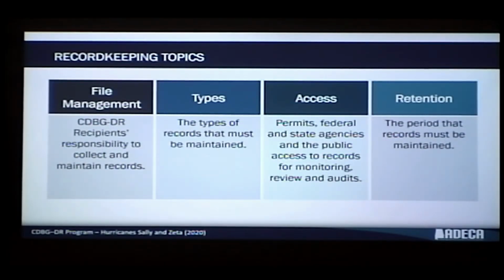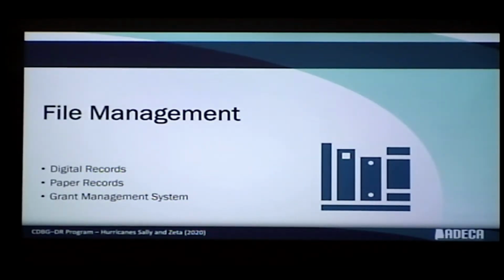So next we're going to talk about the record keeping topics, which is file management. DR recipients have the responsibility to collect and maintain records, the types of records that must be maintained, the access which permits federal and state agencies and the public access to records for monitoring, review, and audits. Your retention is the period that records must be maintained. Then for file management, we're going to discuss the digital records, paper records, and the grant management system.